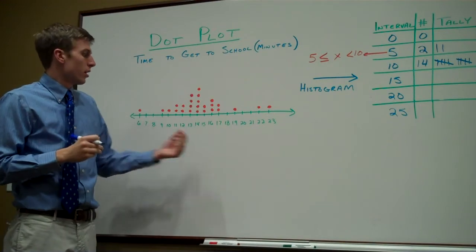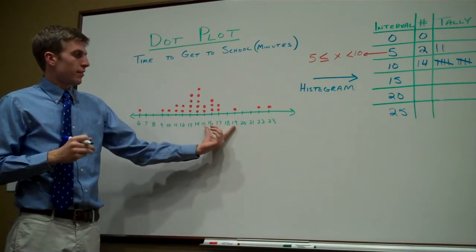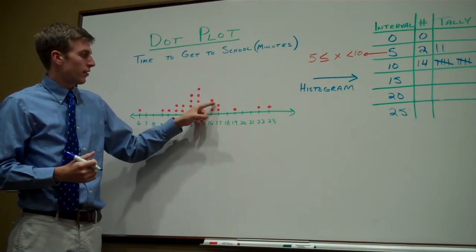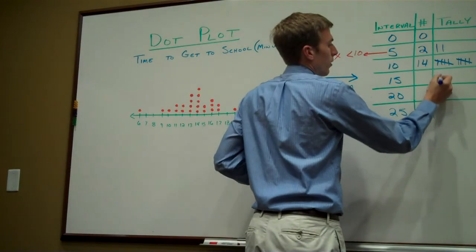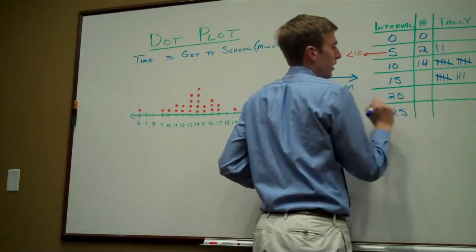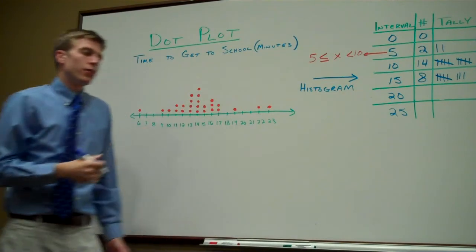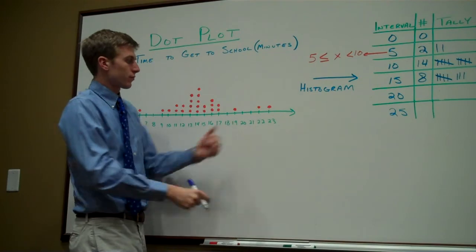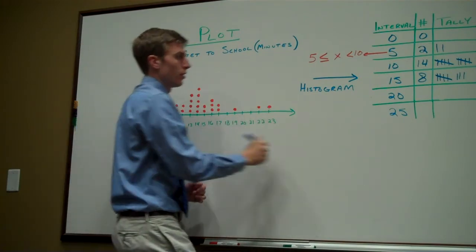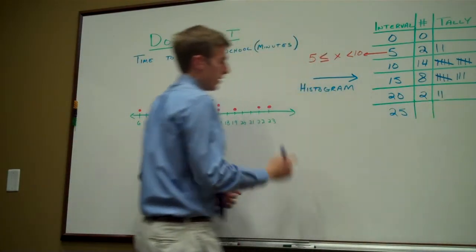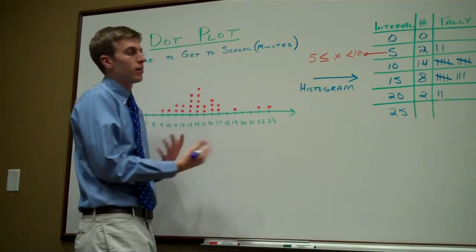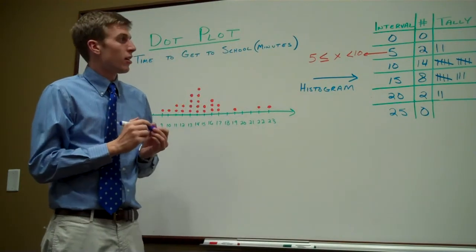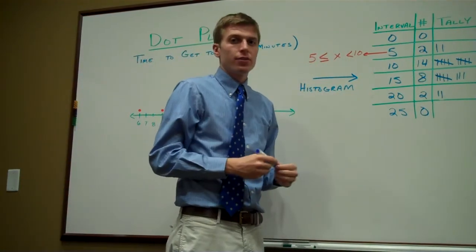Here it's 14. From 15 all the way to 19, remember we're not going to include the 20, we have 1, 2, 3, 4, 5, 6, 7, 8, for a total of 8 students. If you don't want to use the tally here, that's perfectly fine. From 20 to 25, we have only these 2 students. And then from 25 to 30, there's no one listed, so we're going to throw in a 0. Now that we have our table, we're ready to move on to the histogram.